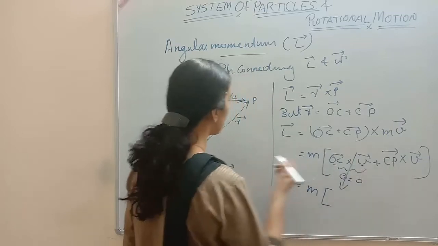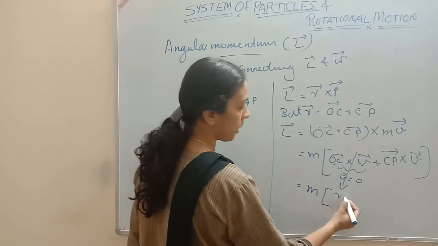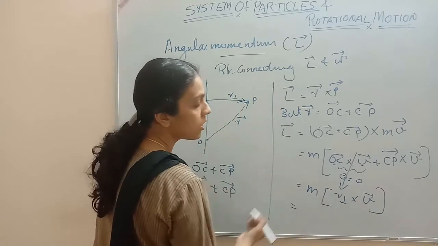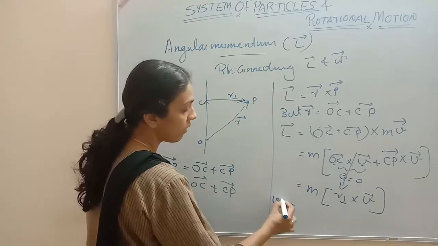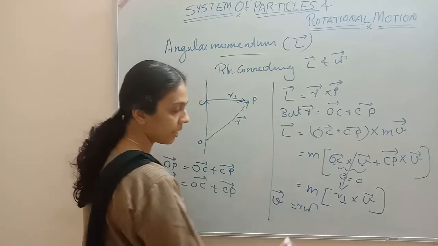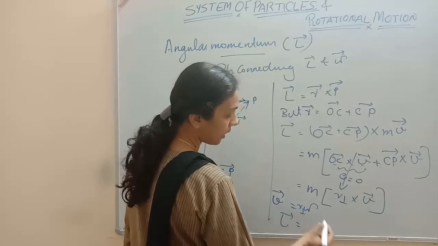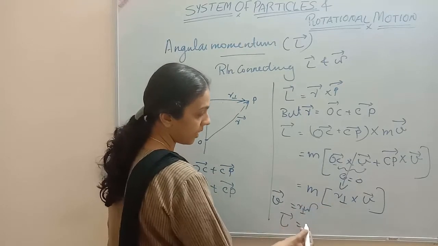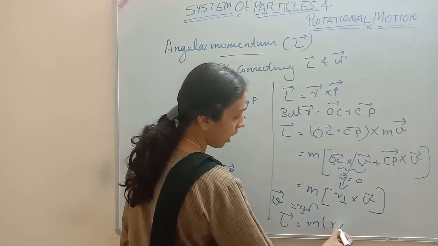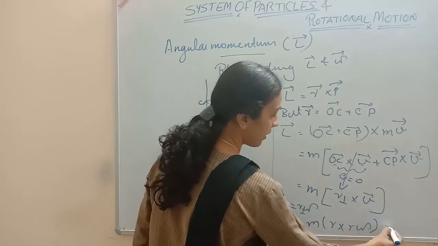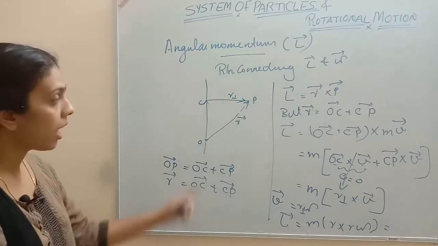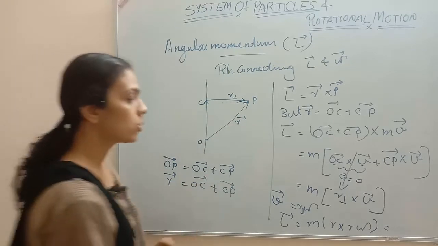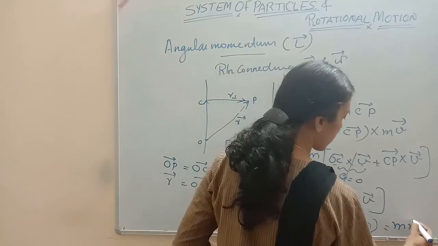So m into, what is CP here? CP is the r perpendicular component, cross v. But v we can write as r omega, and only the perpendicular component is considered in this case. So L is equal to m into r perpendicular cross r perpendicular omega. Since r is perpendicular to omega, the angle is 90 degrees and sin 90 is 1. So we can write it as m r square omega.